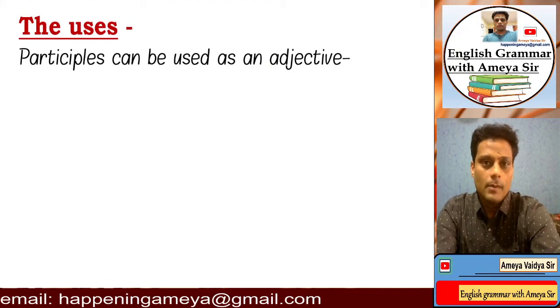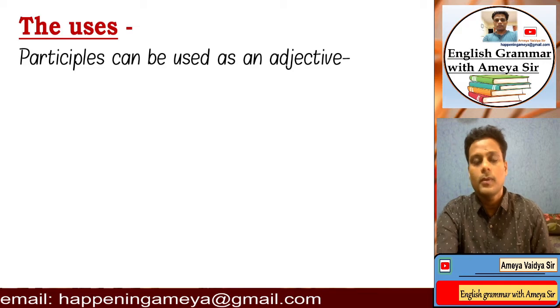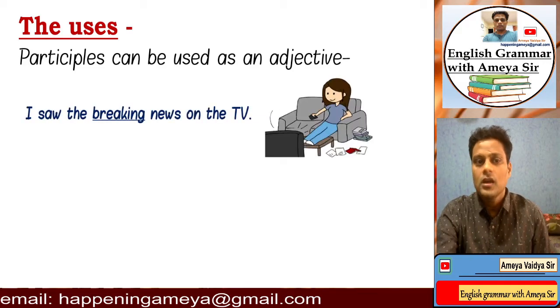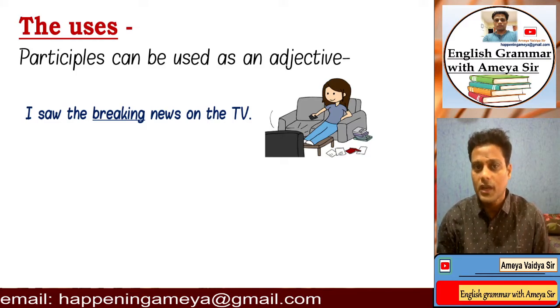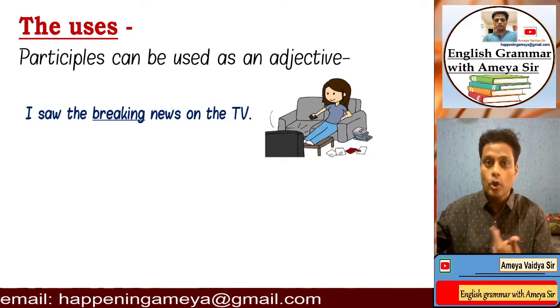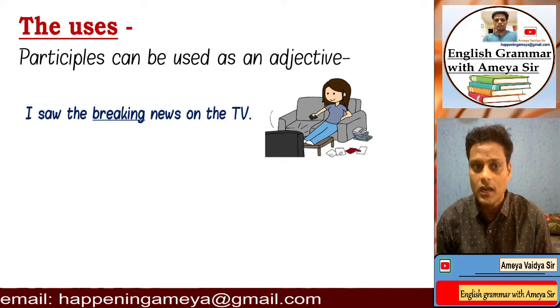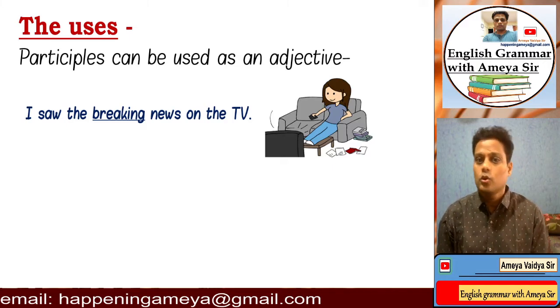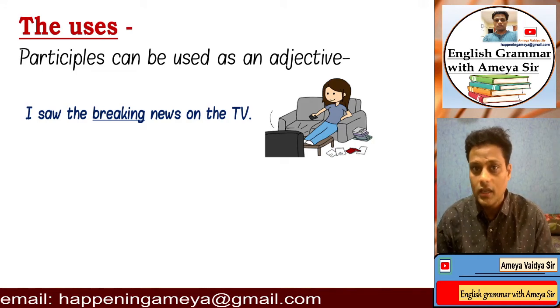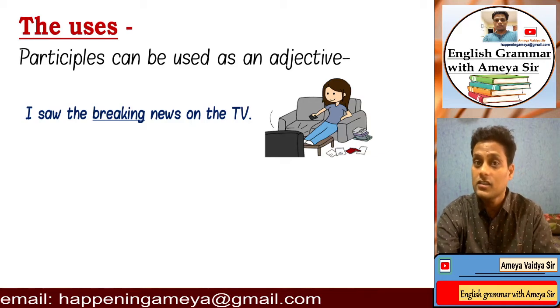So we were talking about the uses. Let's understand them one by one in detail. Participles can be used as an adjective, meaning I saw the breaking news on the TV. Now look at that. How was the news? It was breaking news. It was the latest. It was a story as it was getting developed at that time. So I saw the breaking news on the TV. Breaking gives us more information about the news, and therefore this is a participle acting as an adjective.